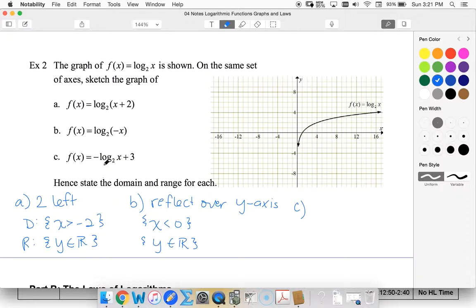All right, this one, now I'm reflecting over the x-axis, and then I'm moving up 3. So that's going to do nothing to my x values, so x greater than 0. My y values are still going to remain all reals. The graph is just going to look a bit different.